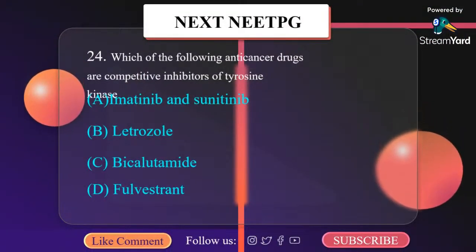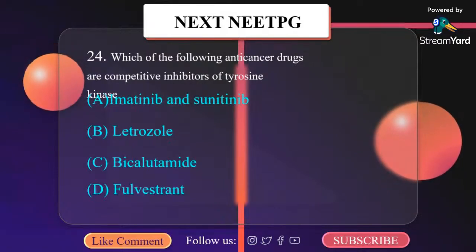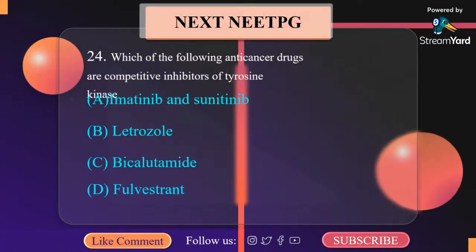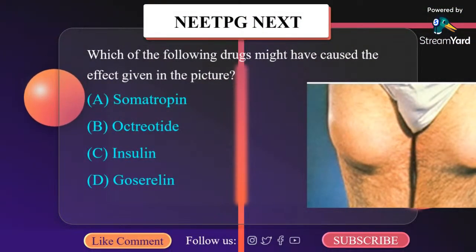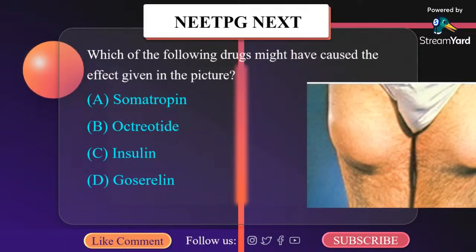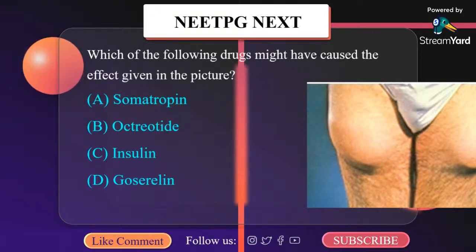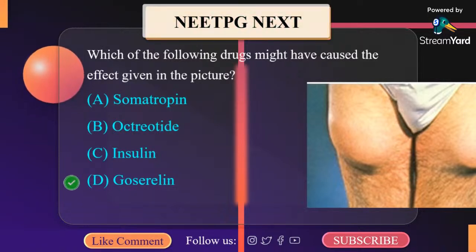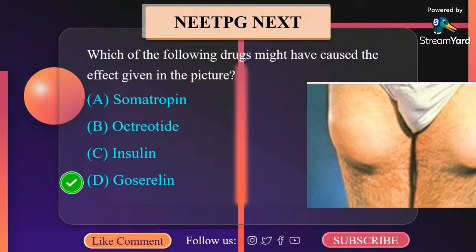Which of the following anticancer drugs are competitive inhibitors of tyrosine kinase? It is imatinib and sunitinib. Which of the following drugs might cause the effect given in the picture? What you can see here is lipohypertrophy. Lipohypertrophy at the site of injection is due to inhibition of lipolysis, and it can be seen with insulin. So the correct option here is C, insulin.